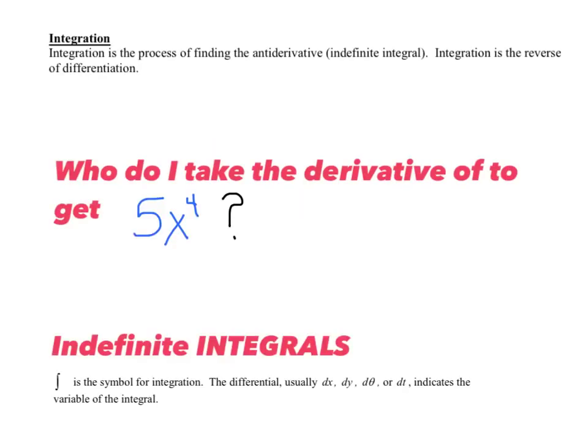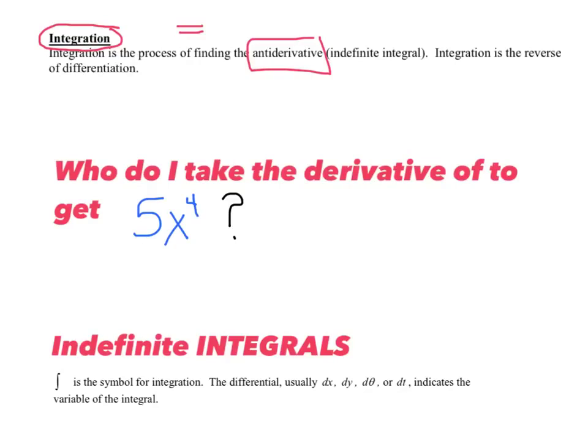So you're probably thinking, what is integration? Well, here's the definition we want to put in our book. Integration is the process of finding the antiderivative or indefinite integral. Integration is the reverse of differentiation. So first of all, I want to be very clear that integration and antiderivative are equivalent. Okay, if I take an integral or I antiderive, I'm doing the same thing. So those words will be used interchangeably.